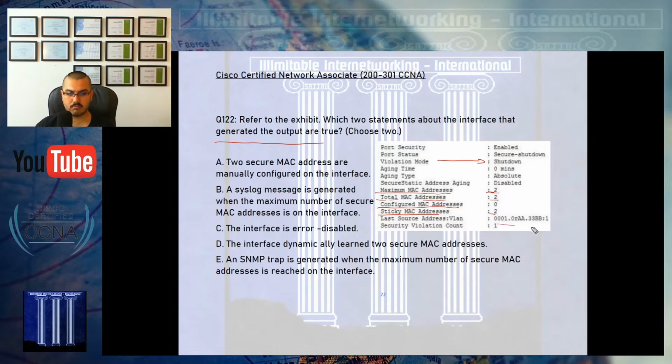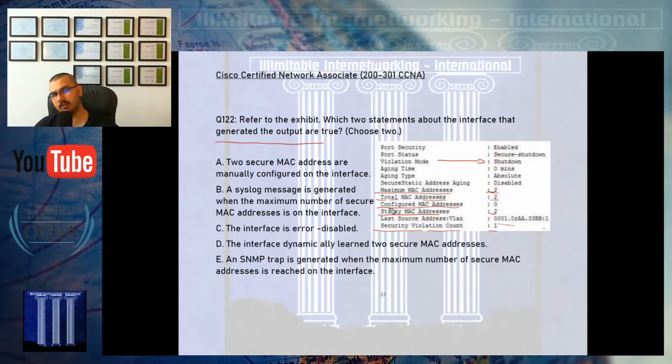Last source address, VLAN, no problem. Security violation count 1. This is previous statistics. Okay, so one of these, let's see. 2 secure MAC addresses are manually configured. Actually, there are no configured addresses, but there is a sticky.